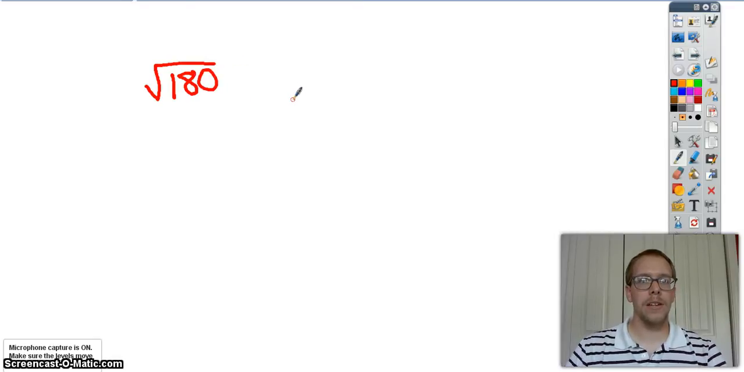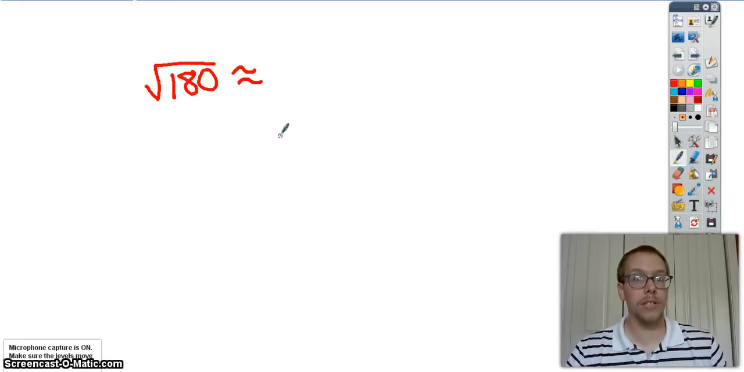Well, you'll probably note pretty quickly that 180 is not a perfect square. If you know your perfect squares pretty well, you know that 180 is not one of those on your list. So, given that information, how can we estimate what the square root of 180 is? Well, the first thing that I would do is write down some square roots that are close to 180, that you know are perfect squares.